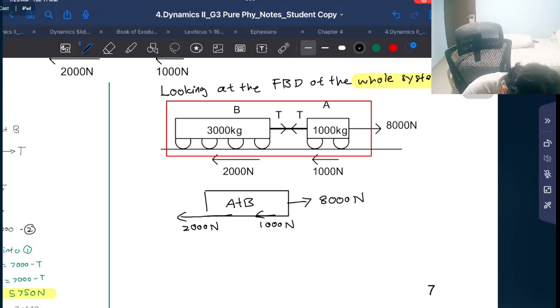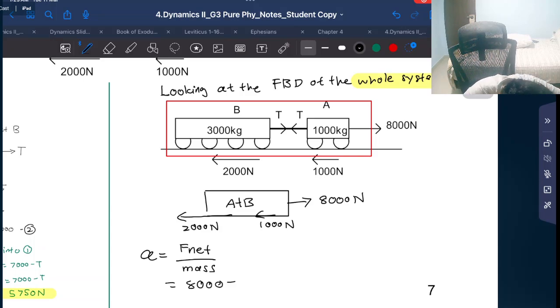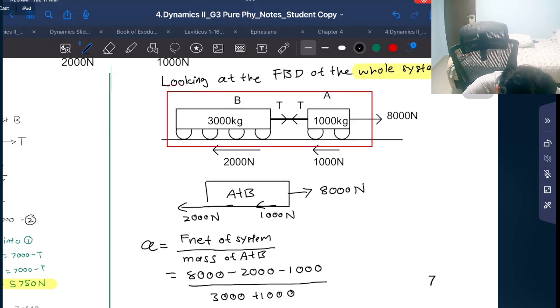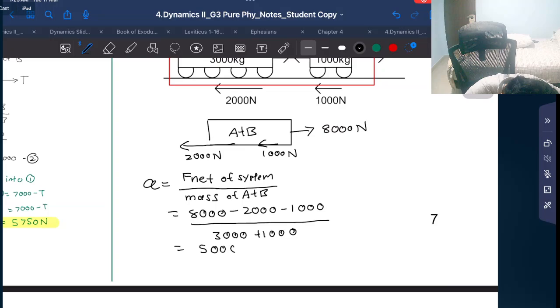Okay, so then the thing is this. A will be equals to F net over mass, 8,000 minus 2,000 minus 1,000 over the mass of A plus B. And then what do you have? You have 5,000 over 4,000. Then you realize you will get the same thing.